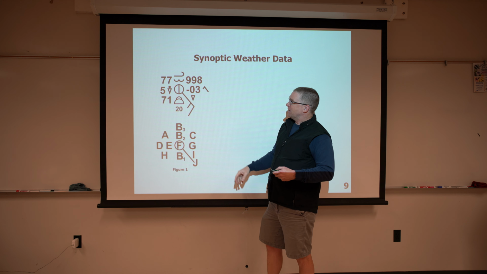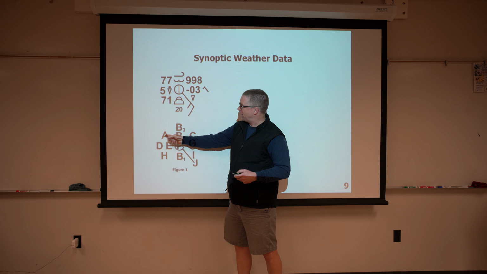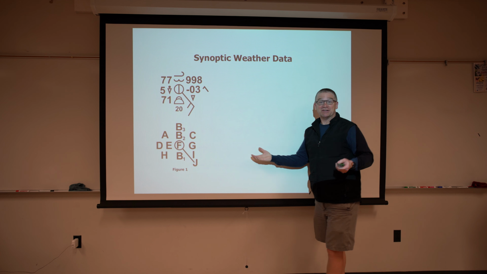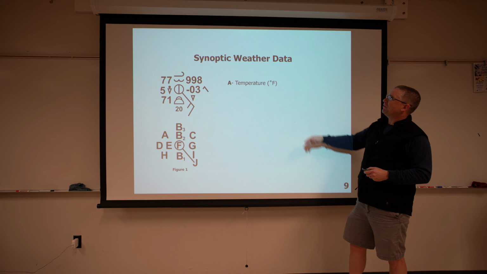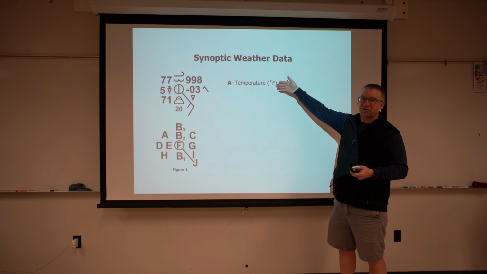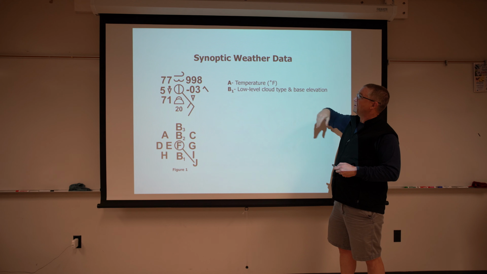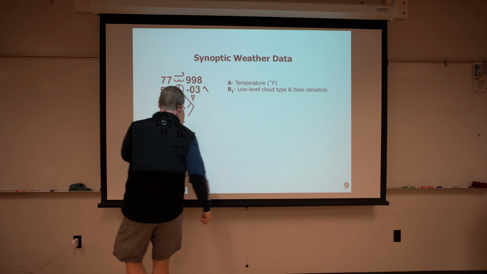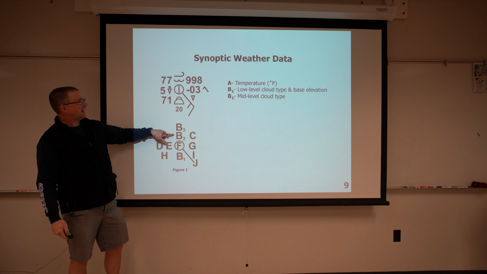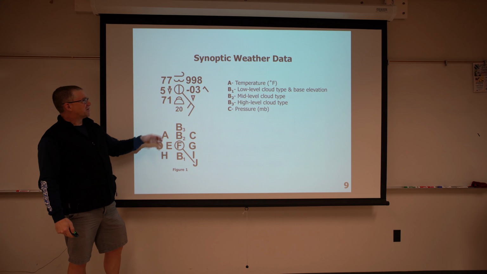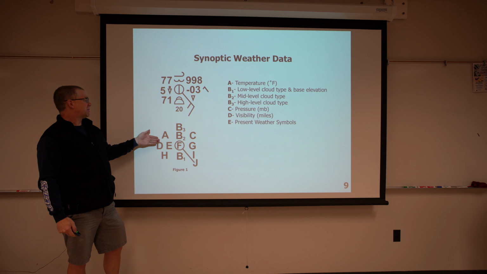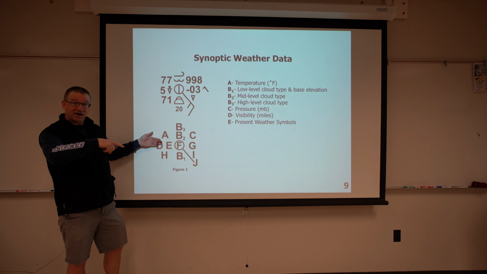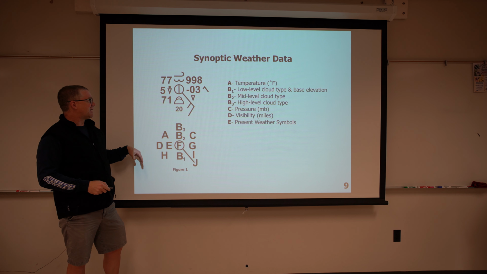So for example, if you look to the left and above is A, and left and above here is this number 77. What does that mean? What is A? A is temperature. Again, this is just directly from your lab. Other things we have are different cloud levels: low clouds, mid clouds, and high clouds. We've got pressure, visibility, and present weather symbols. Present weather symbols will be dealt with in Lab 5, so I'll hold off on those for now. We'll get to those in Lab 5.